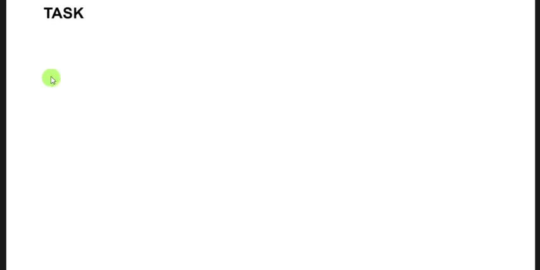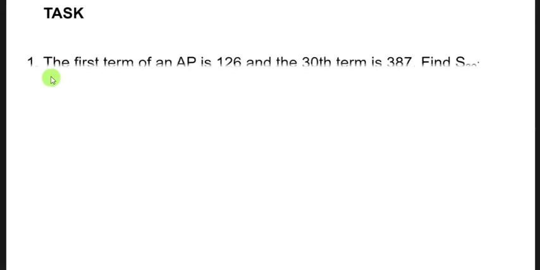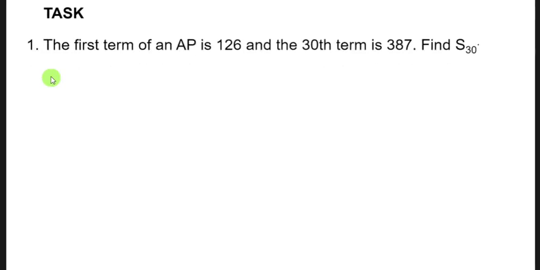So this is the task for you to do at home. Number 1: the first term of an arithmetic progression is 126, and the 30th term is 387. Find the sum of the 30 terms. That's how it is read here. Find S30, the sum of 30 terms. All right, so you have to read and understand this question.